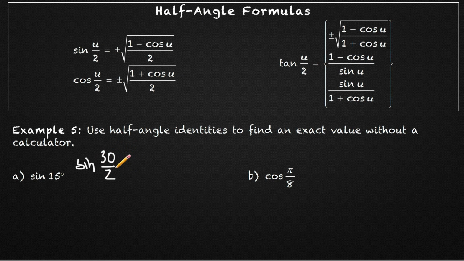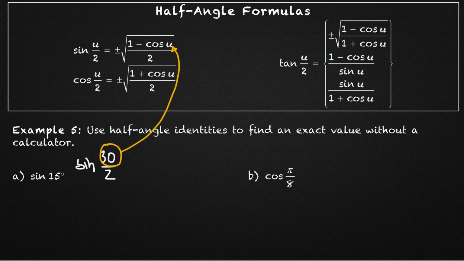Now, every year, students will get confused. They'll try to plug 15 into this formula. That doesn't make any sense because we don't know what the cosine of 15 degrees is. It's not on a unit circle, so why would you plug an angle in here that does not have values on the unit circle? The whole point is to be able to use angles you do know information of to find out information that you don't know. So you want to rewrite 15 as 30 over 2. So 30, let me circle that in gold here. 30 is your u, and you're going to plug that into there.